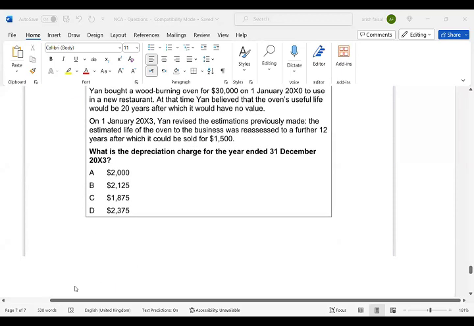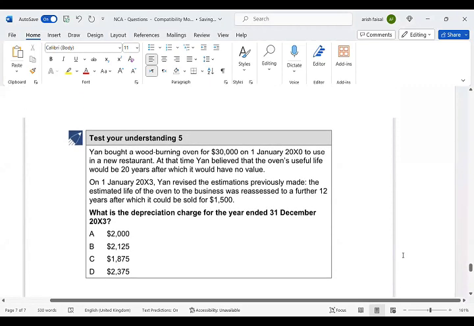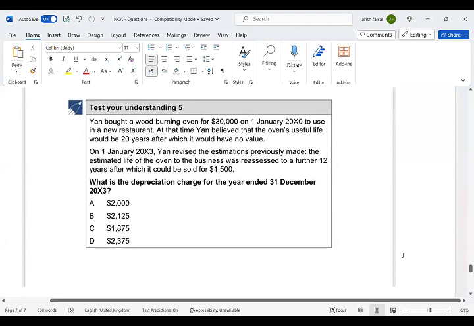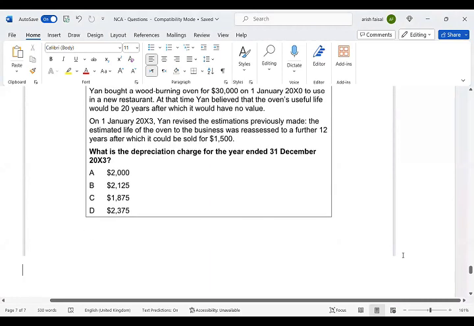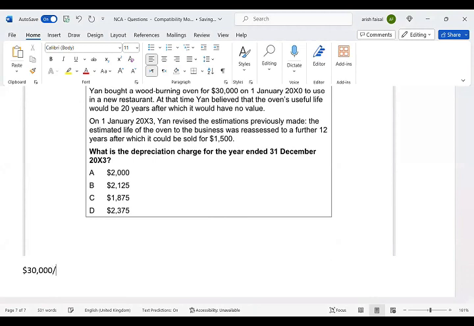Now, here we also have another question on the change in the estimates, which says that Yan bought a wood burning oven for 30,000 on 1st of January 2010 to use in a new restaurant. At that time, he believed that the oven's useful life would be 20 years, after which it would have no value. So, zero scrap value. So, this has to be 30,000 being depreciated over a period of 20 years. So this will give me a depreciation of 1,500 every year.